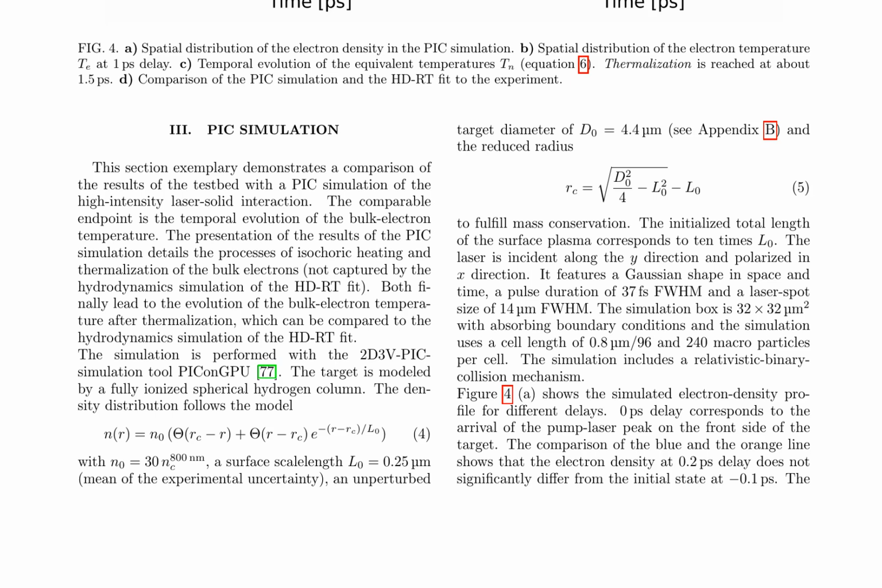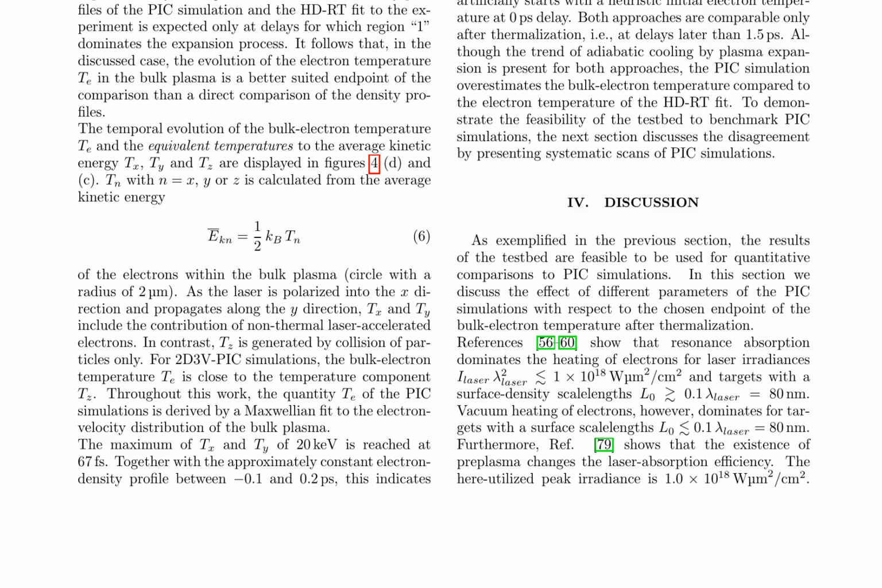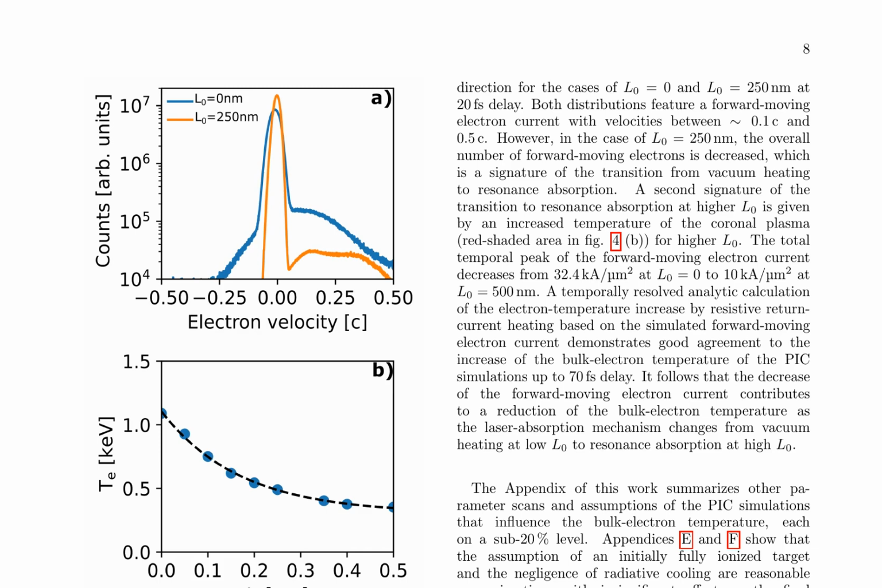A comparison between the PIC simulation and the HDRT fit to the experiment is provided in Figure 4d. The research discusses the expansion of hot electrons into the surrounding vacuum, occurring at densities below 0.1 N800nm. It compares the electron density profiles at different delays, identifying two characteristics: adiabatic expansion driven by the electron temperature inside the target bulk and a transiently occurring step in the density profile caused by the thermal pressure of the coronal plasma. The study highlights the importance of thermalization, where all electrons achieve a Maxwellian temperature distribution via collisions. The testbed utilizes a pure hydrogen target, allowing for comparison with analytical calculations without further approximations.